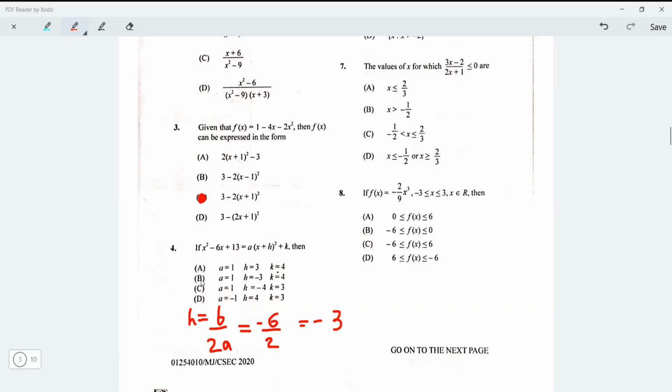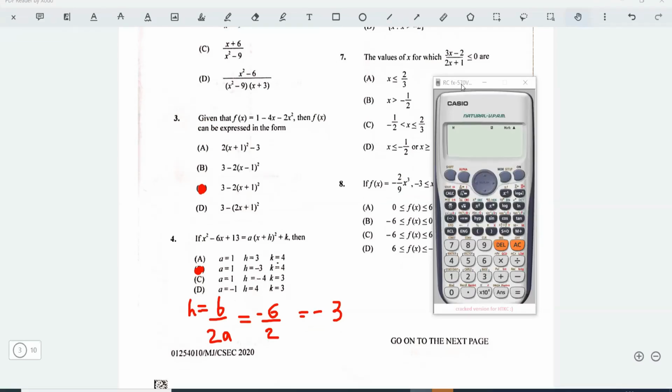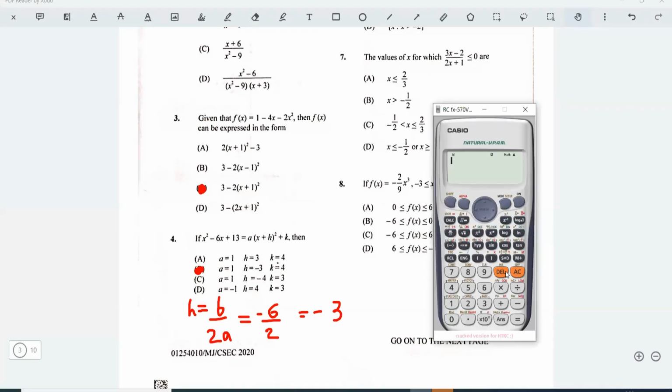So let's see it there. This is it, b. We don't even need to check and find k because there's only one answer with the minus 3. All right. And if you don't believe me, look at this. We're going to actually do it. If you want to use a calculator, there's a very smart calculator that can do it. This Casio here can help you find your x value at the turning point and your y value at the turning point. Look at this.